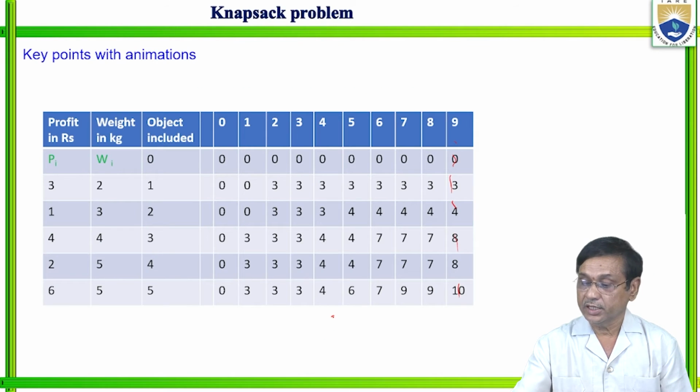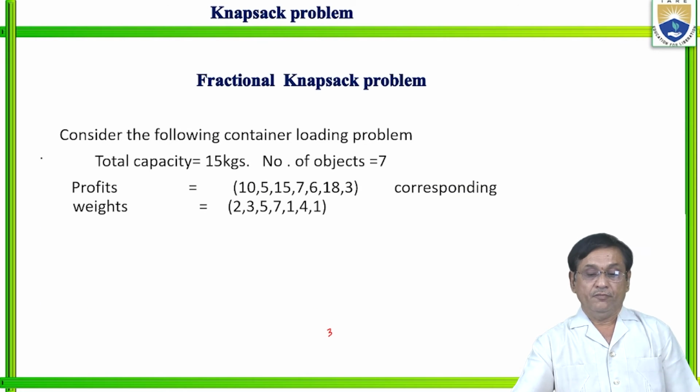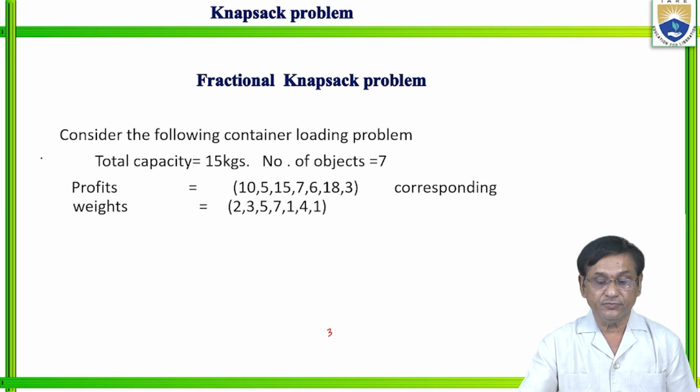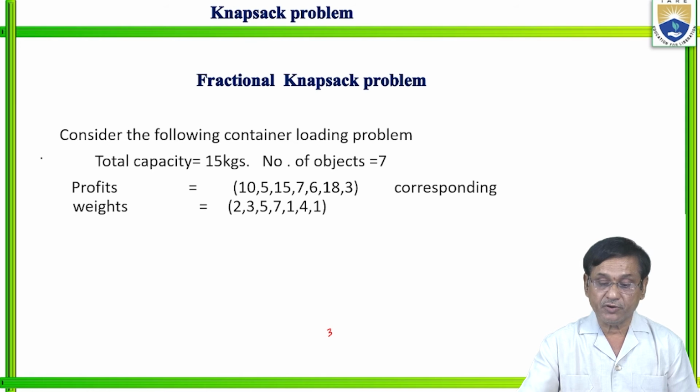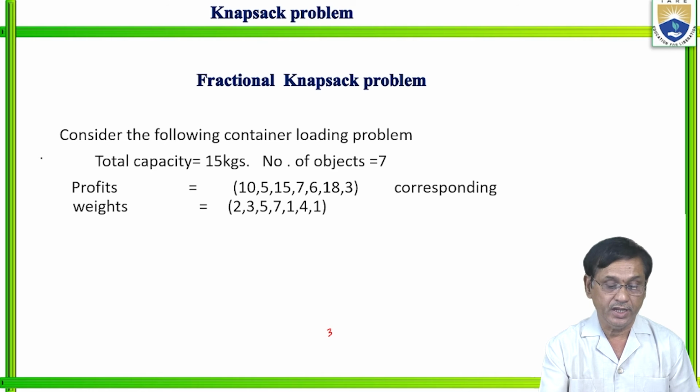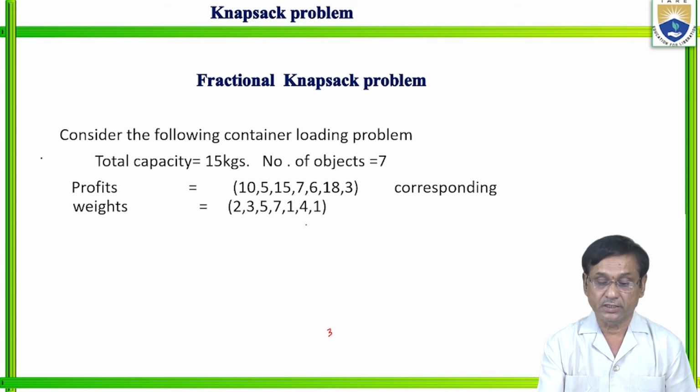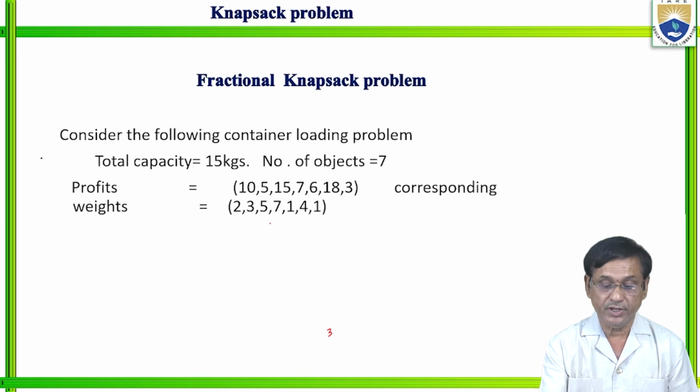So then coming to the fractional knapsack problem. Consider the following container loading problem. Total capacity is 15 kg. Number of objects are 7. Profits are 10, 5, 15, 7, 6, 18, 3, and weights are 2, 3, 5, 7, 1, 4, 1.